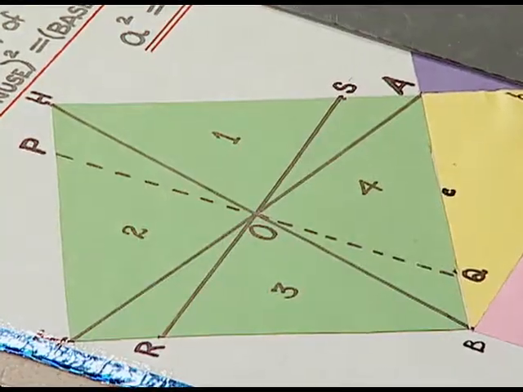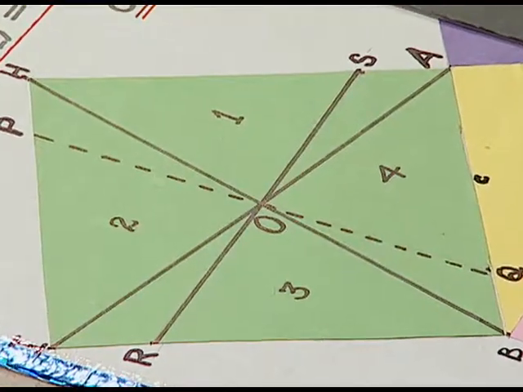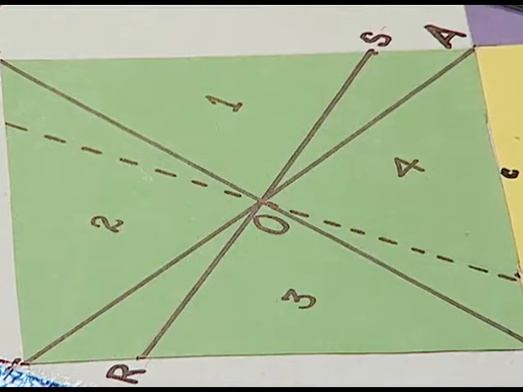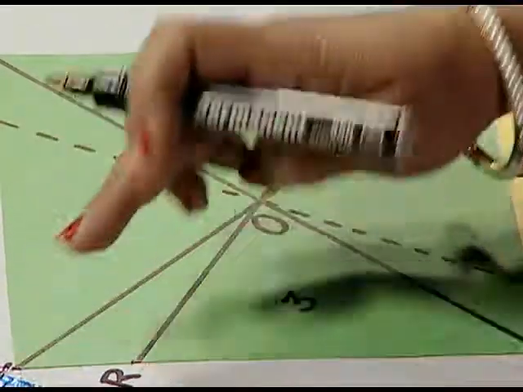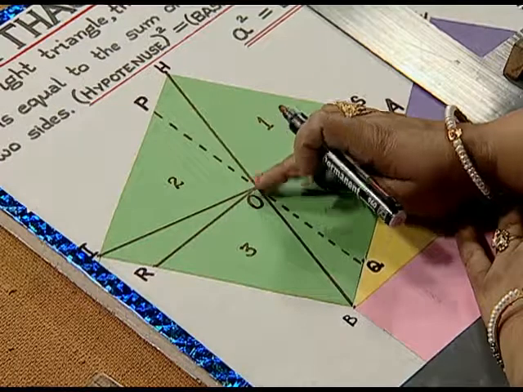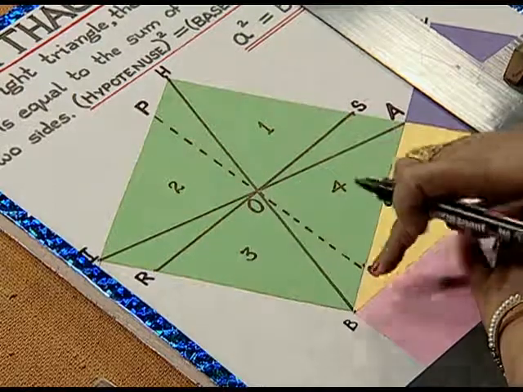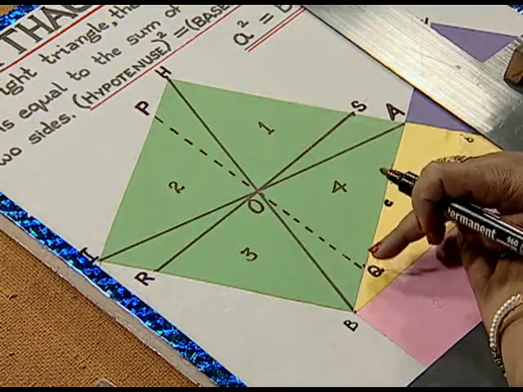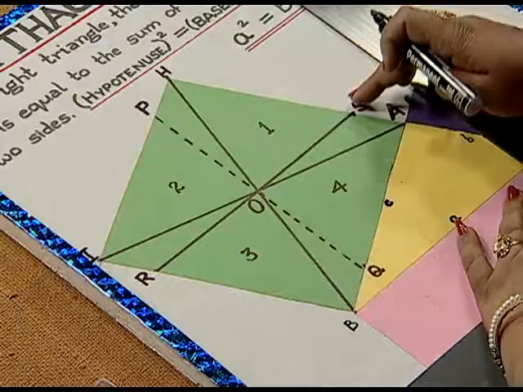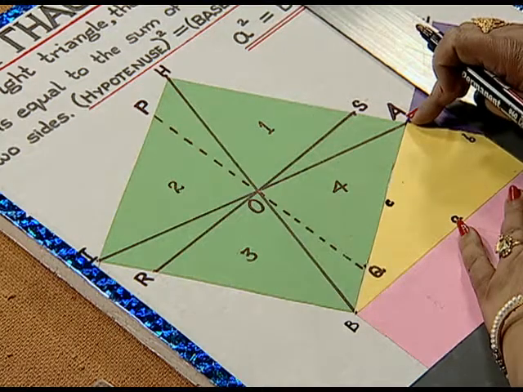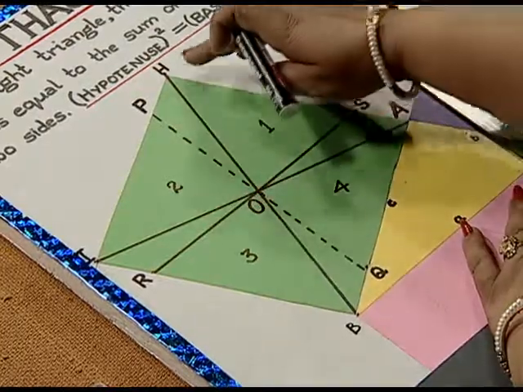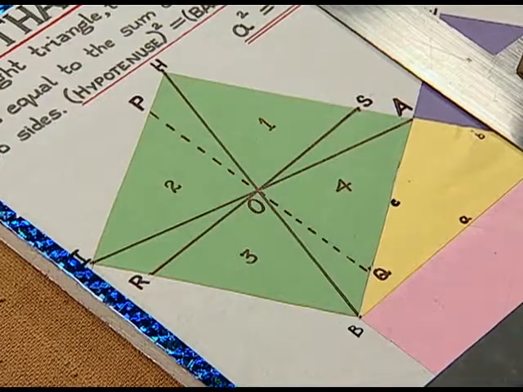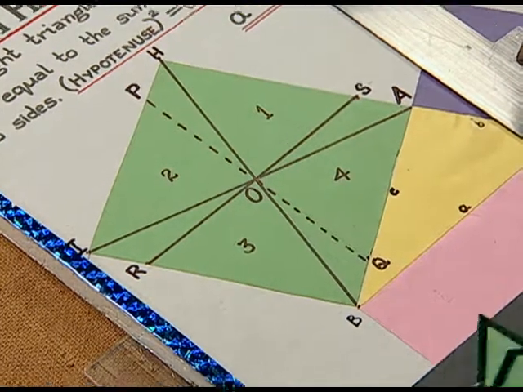What do you observe? We observe that we obtain 4 quadrilaterals, namely PIRO and ORBQ and BOSA, also OSHP. This way we have prepared cutouts of these quadrilaterals.